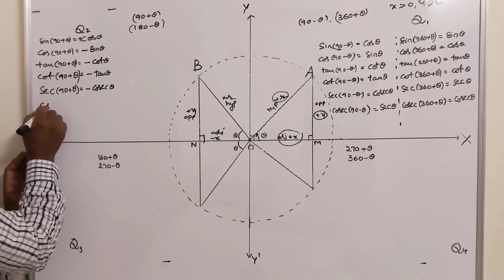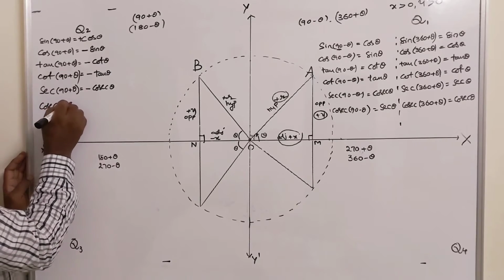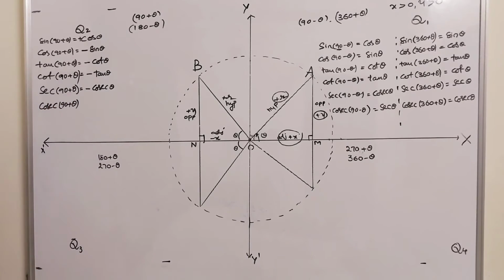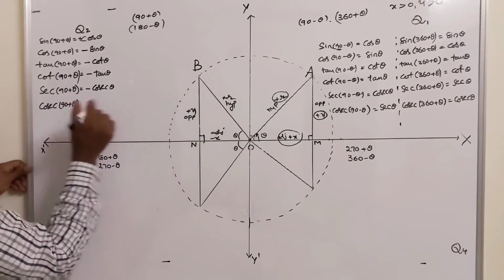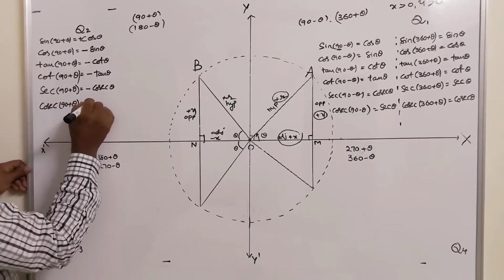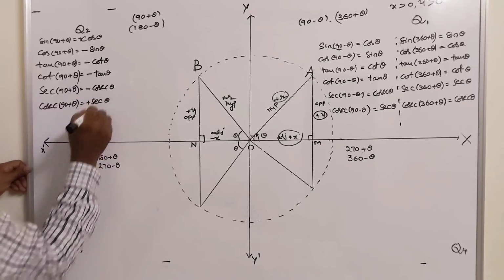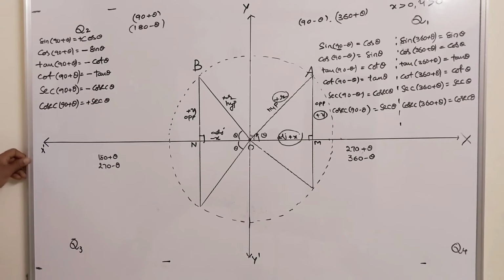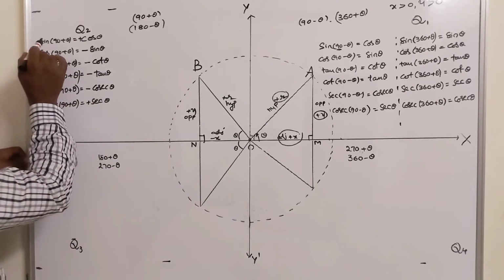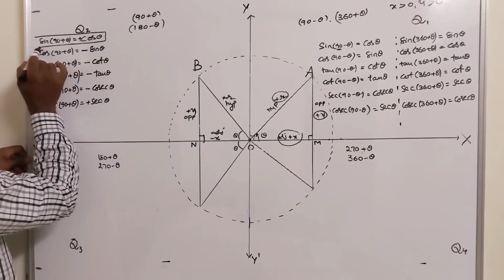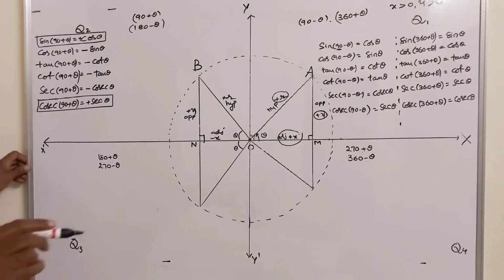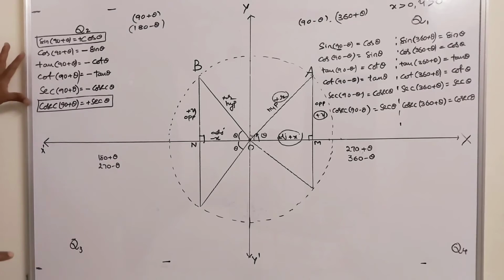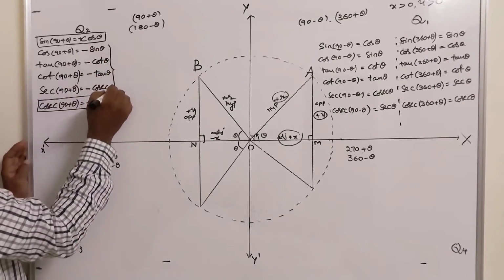Next, cosecant of 90 plus theta is equal to hypotenuse by opposite side, plus by plus. That is plus secant theta. So in the second quadrant, only sine and its reciprocal are positive. Remaining all are negative here.